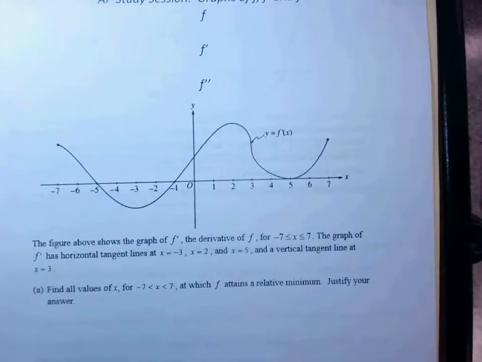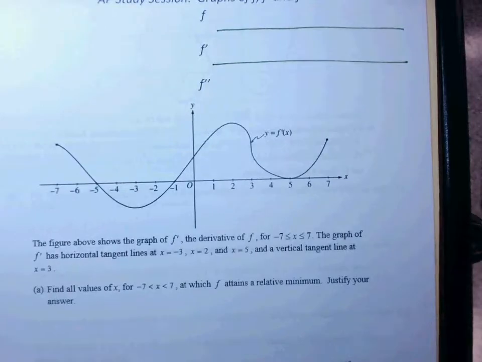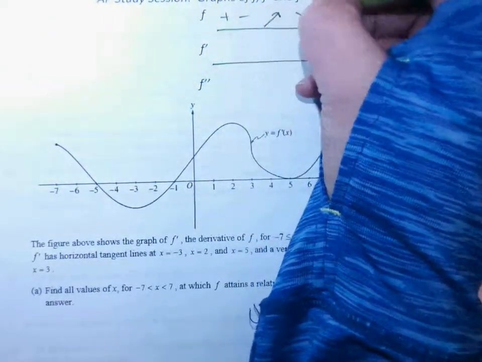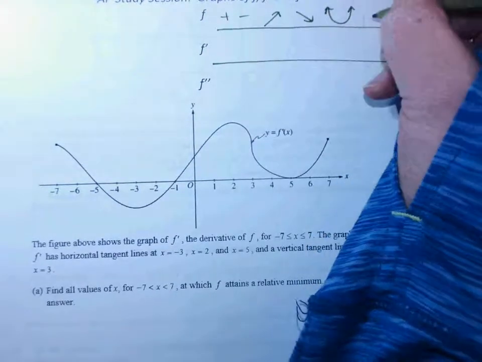Alright, so you have F prime and F double prime. Remember this little chart that we used to make? It's our cheat sheet. Plus, minus, up, down, concave up, concave down.